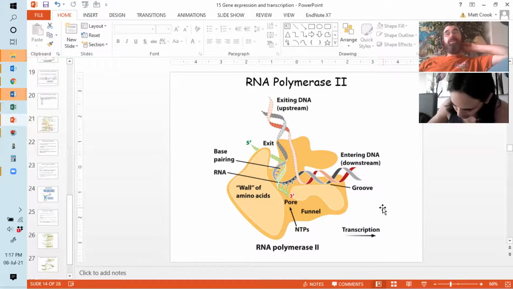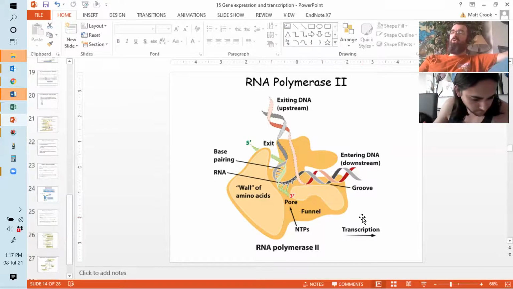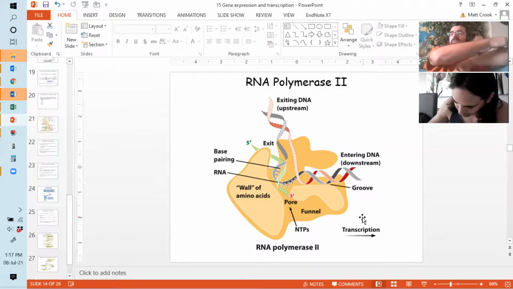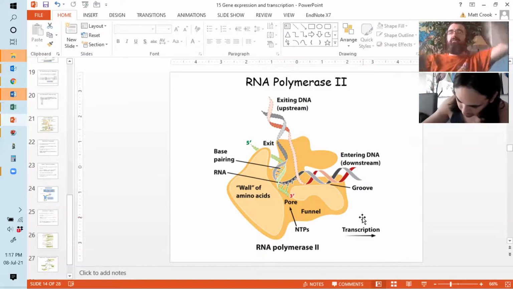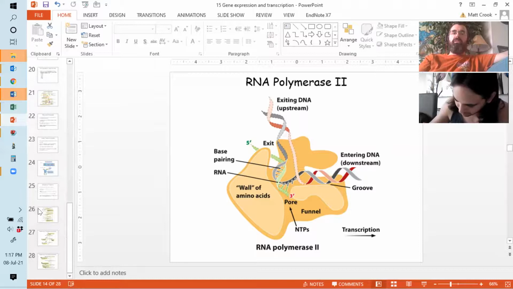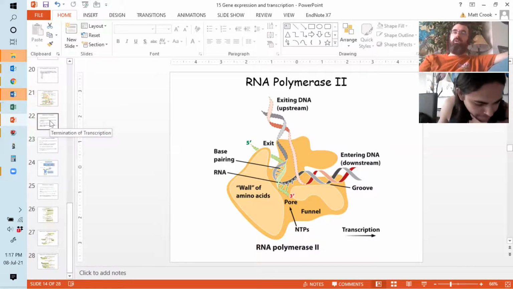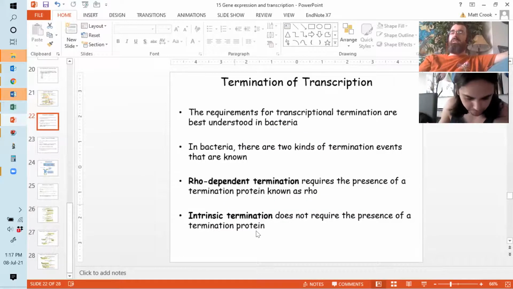So we need some way of stopping this, right? We need to be able to cut short RNA polymerase before it starts wandering off into the boonies and just transcribes everything that it can find. So in bacteria, we've got two ways of terminating transcription. In eukaryotes, it's again not quite as straightforward, right?